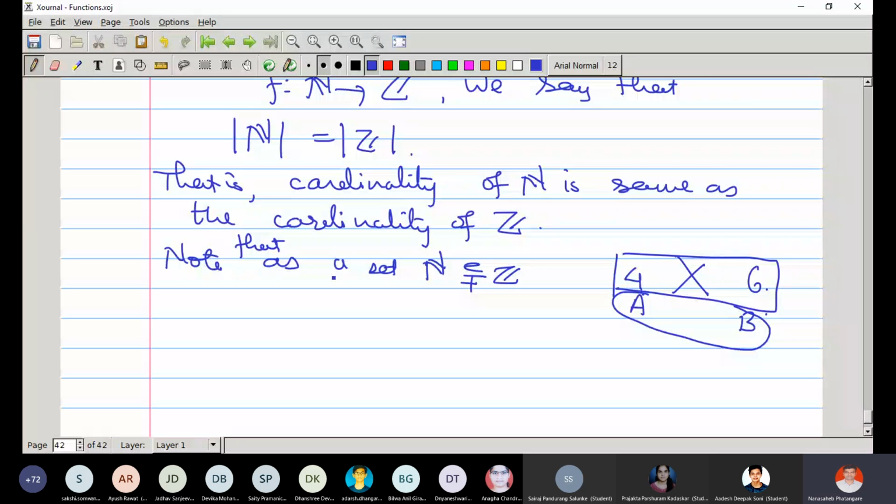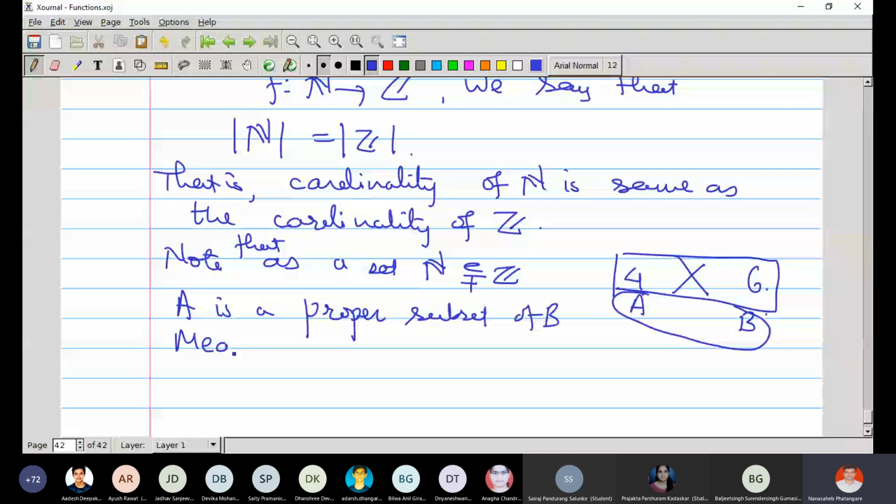Is it clear what I said? Can you repeat one thing? I think I missed it. Is N a proper or an improper subset of the integers? As a set, what does proper mean? A is a proper subset of B means A is a subset of B and there exists an element b in B such that b is not in A.